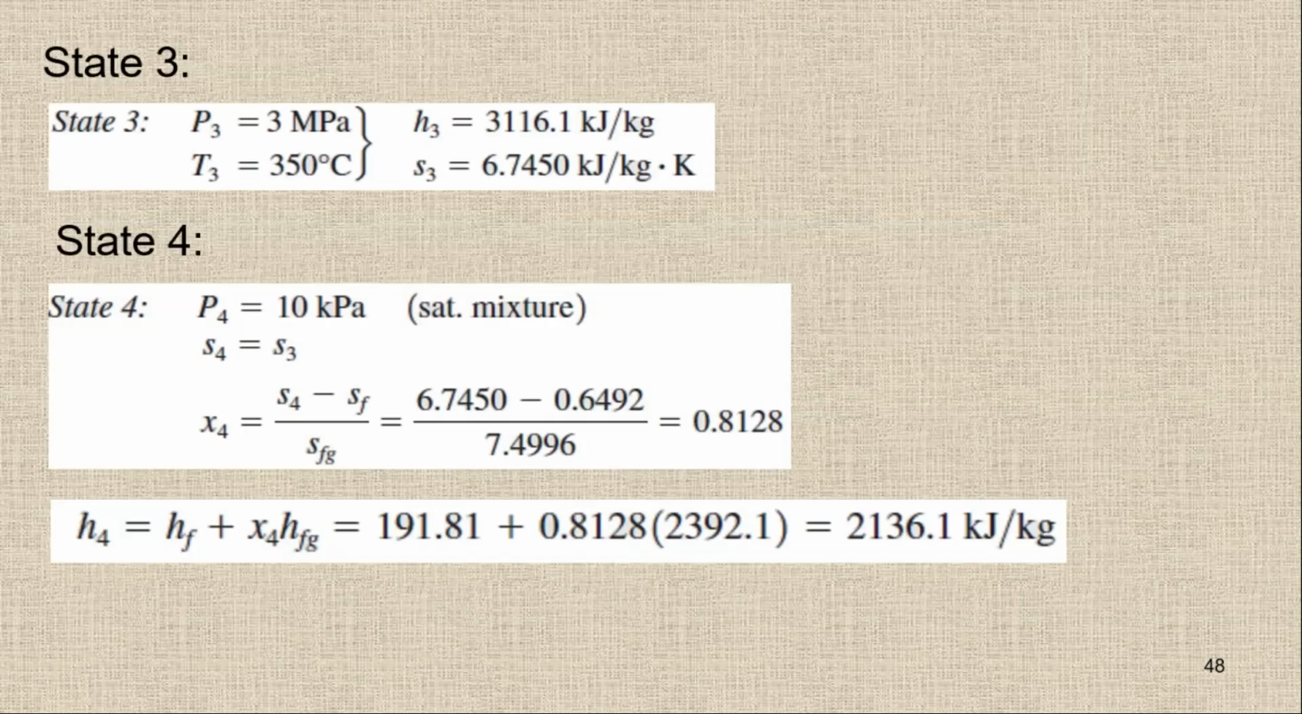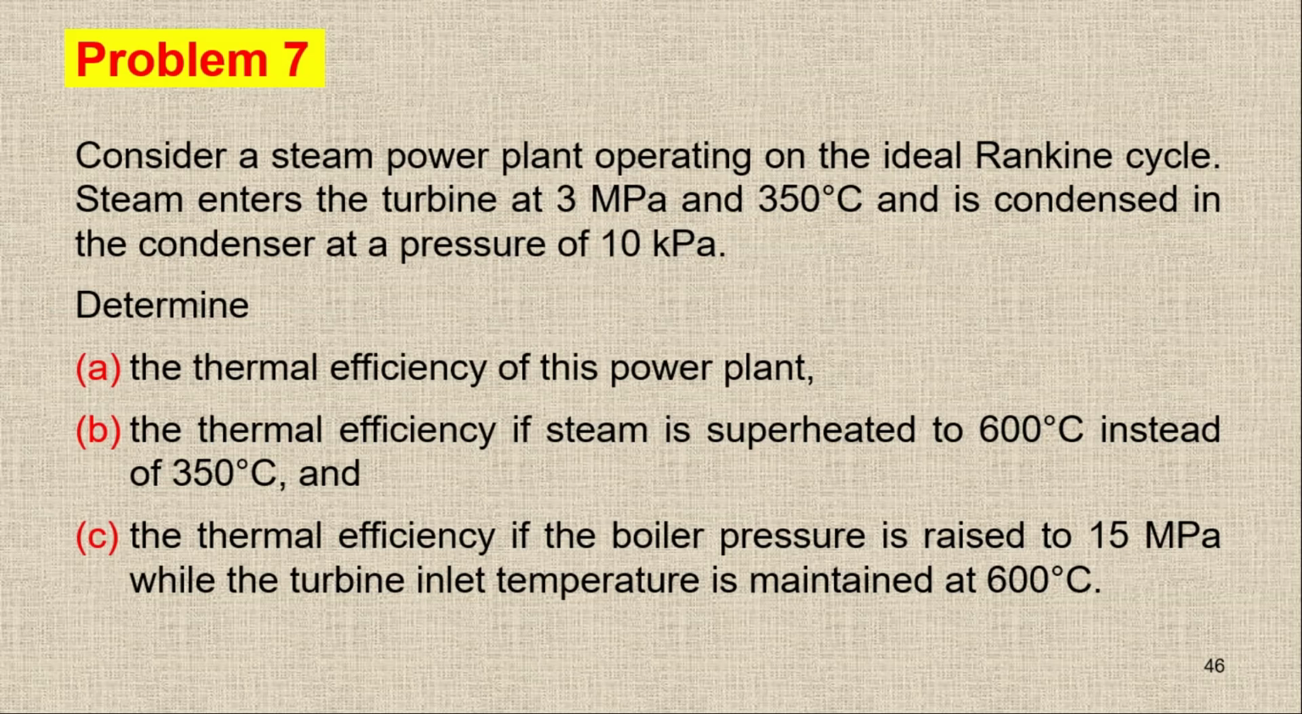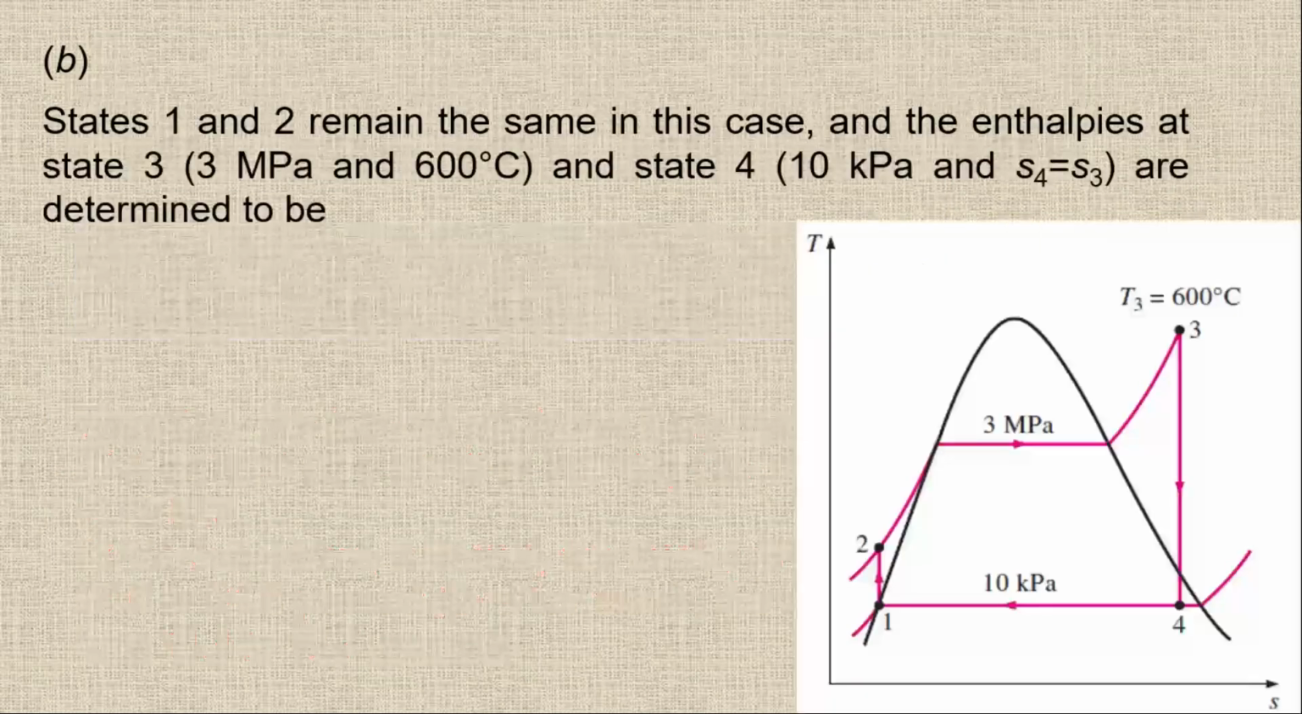and in the new data set, if you see here in part number B, we have to superheat the steam. So here in part B, you have to find the thermal efficiency if the steam is superheated to 600 degrees Celsius instead of 350 degrees Celsius. So it means here we have 10 kilopascal condenser pressure and 3 megapascal of boiler pressure, but the turbine inlet condition is changed from 350 to 600 degrees Celsius. Basically, we have increased the temperature.